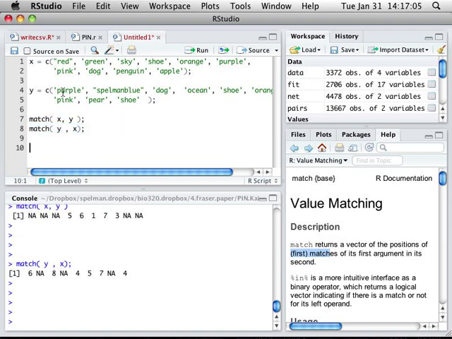So purple is number 6: 1, 2, 3, 4, 5, 6. Yeah, purple is number 6. Spellman blue doesn't exist in x. Dog is number 8. Dog must be this. Ocean doesn't exist. Ocean is this one.